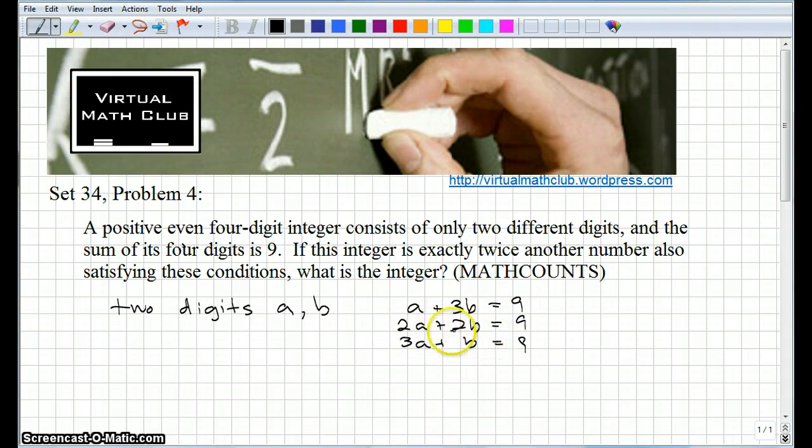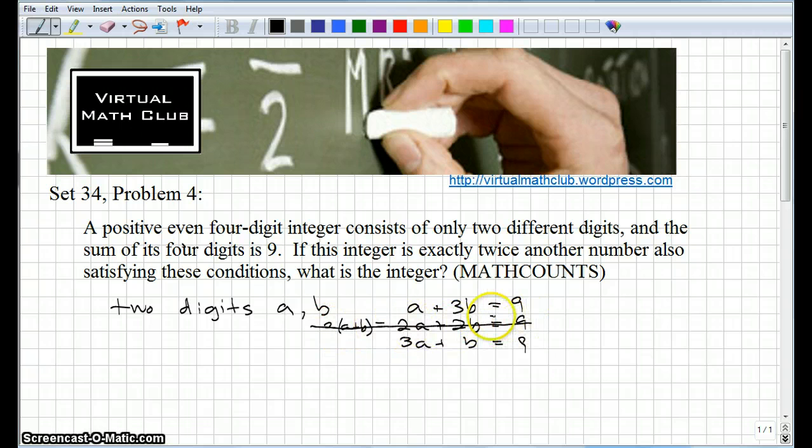And you can see right away that it's impossible to have 2 A's and 2 B's, because whatever we have for A and B in this case, the sum is going to be even, right? Because you end up with a factor of 2, because this is equal to 2 times A plus B. And obviously 9 is odd, so we can't have this case.